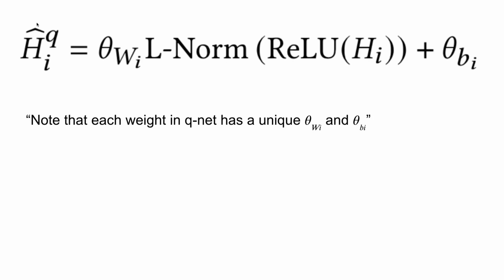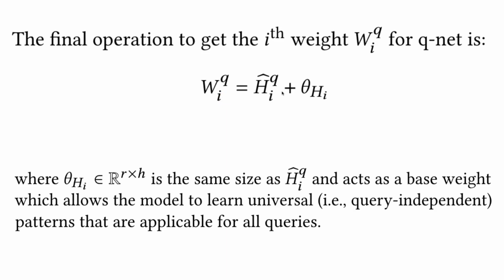So we get this H hat I matrix, and then the final step, which gets us our weight matrix that we're going to use in the QNet, is going to be to take that H hat I and add to it a learned matrix theta HI. It's the same size as H hat I, and it acts as a base weight, which allows the model to learn universal query-independent patterns that are applicable for all queries. So I thought that was a really interesting concept.